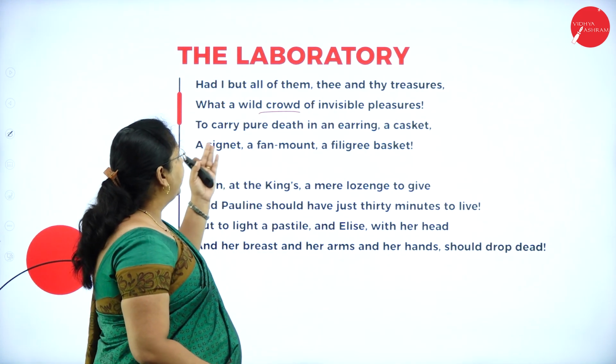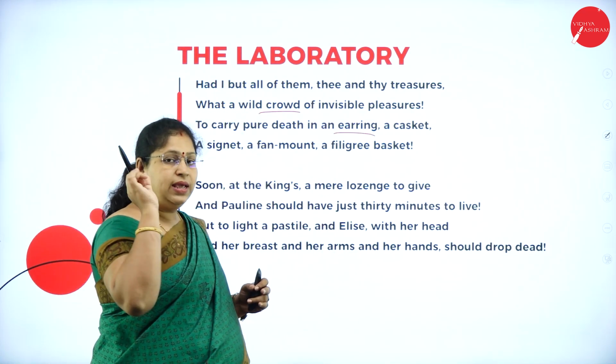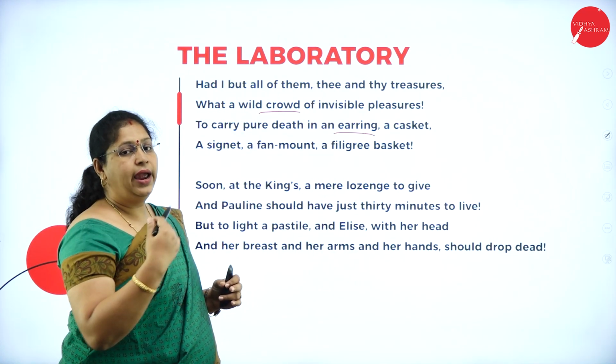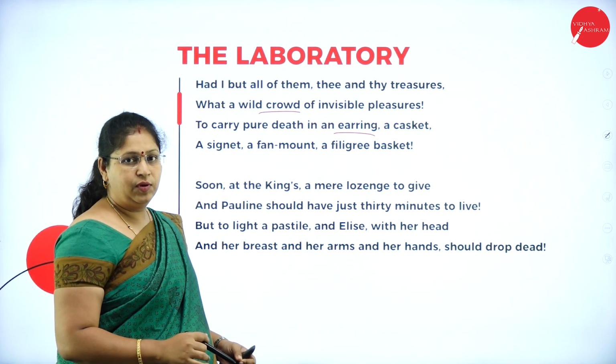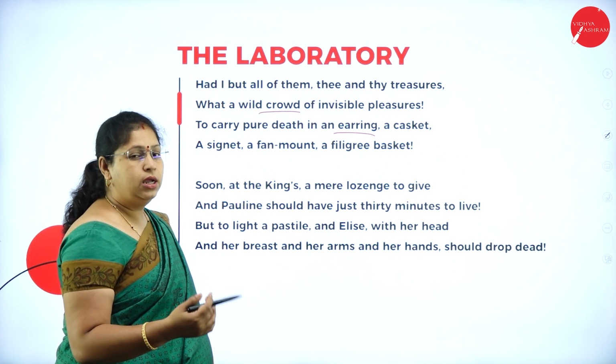She says that to carry pure death means the poison which can kill the people. Okay. So, to carry pure death in an earring. So, what would she do? She would place that poison in her earring and go to the people and kill them. Okay. So, this she would use if she knew how to prepare the poison.